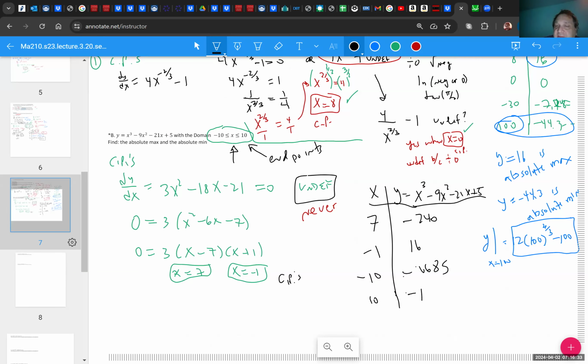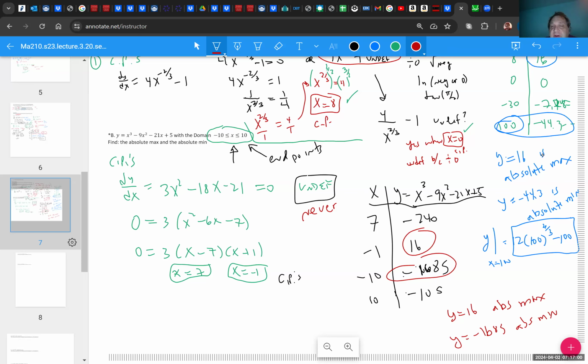So on a test or something, you'd have to show me the table. You can't just say, well, I looked on my calculator and got the answer. You'd have to recreate this. And then you could say, oh, there we go. y equals 16 is the absolute max. And right here, y equals -1685 is the absolute minimum.